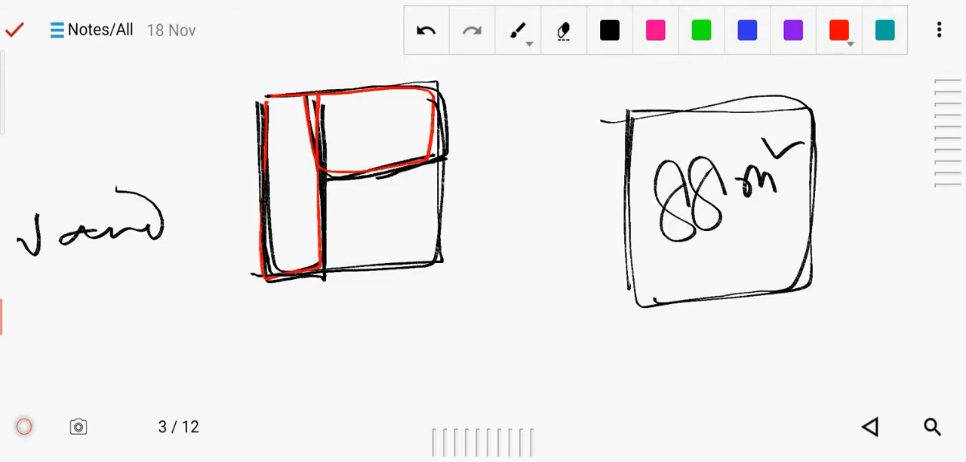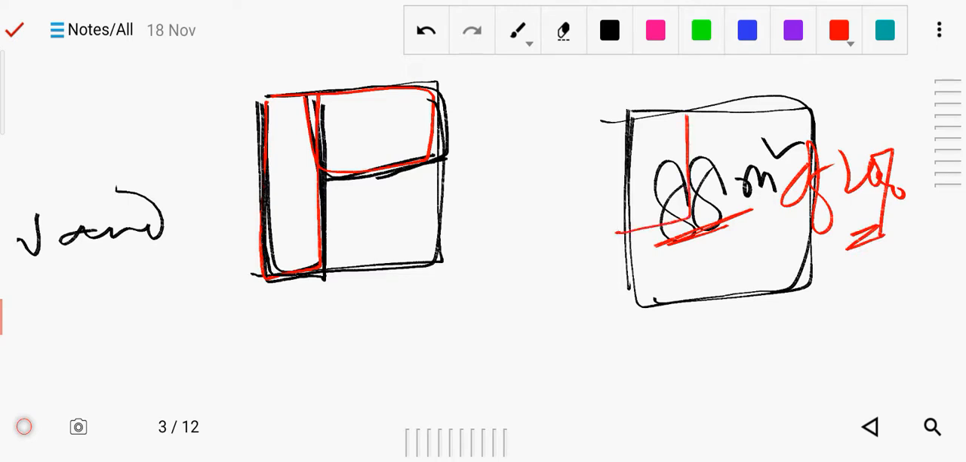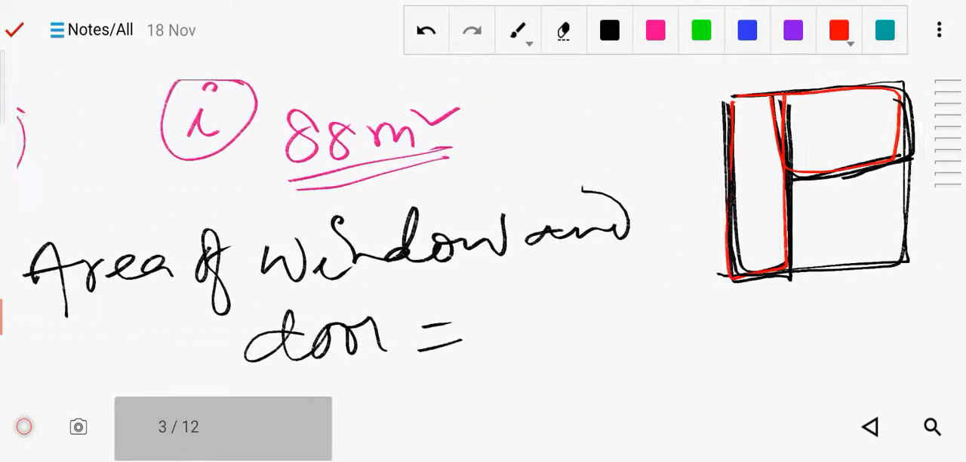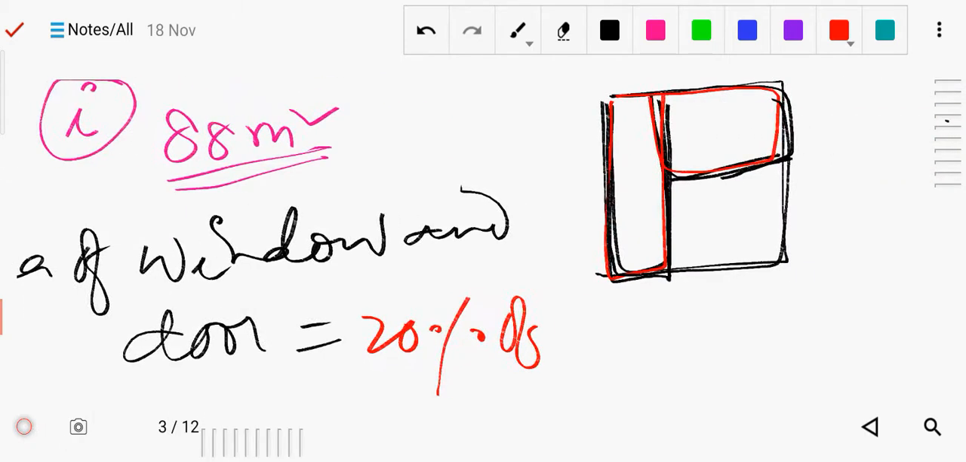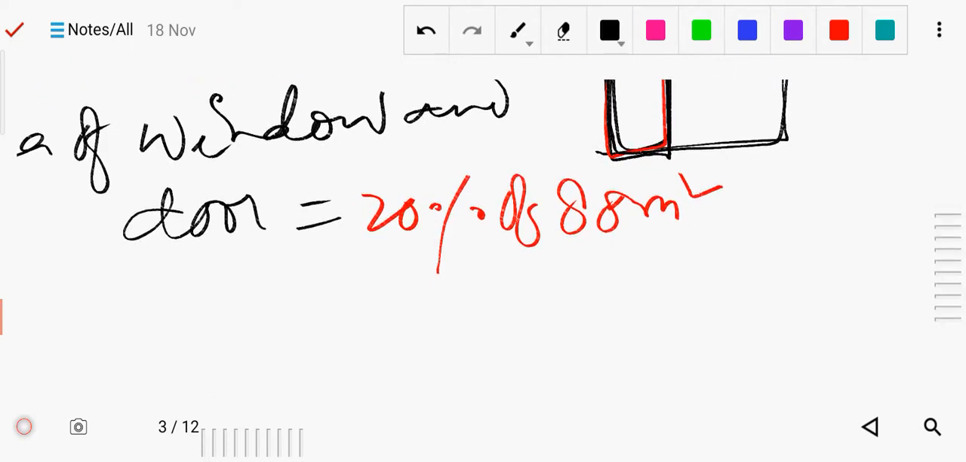Now this window and door is made of 20% of this wall. This means the door and window are 20% of the area of this wall. So now the area of window and door, we will get as 20% of the area of the four walls, which is 88 meter square.